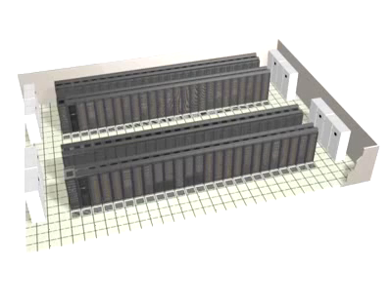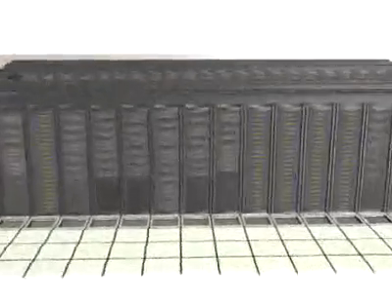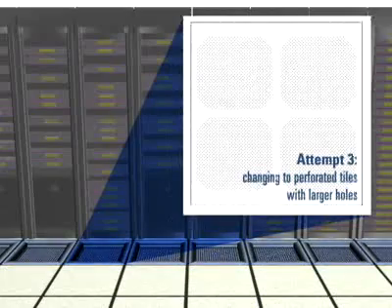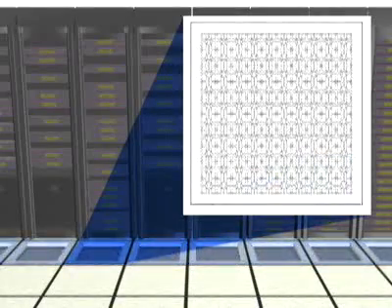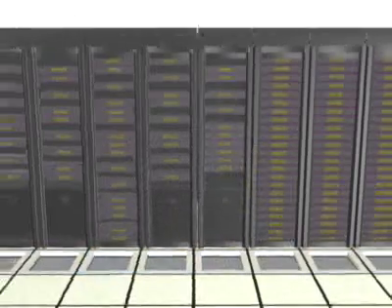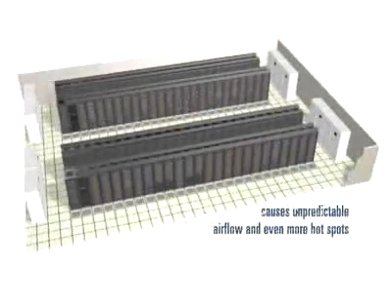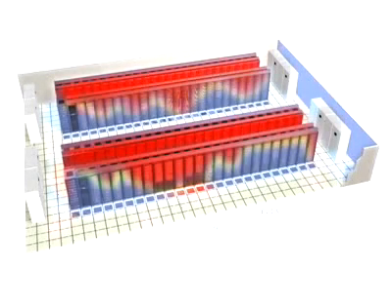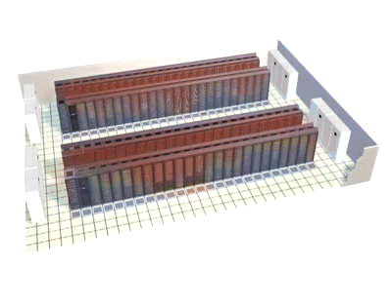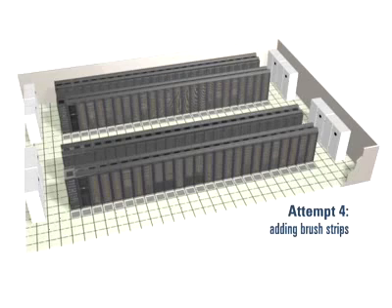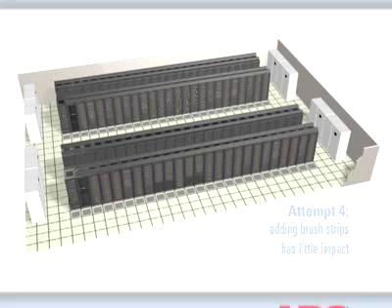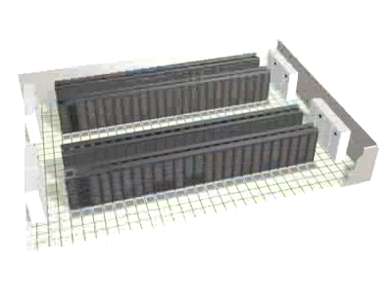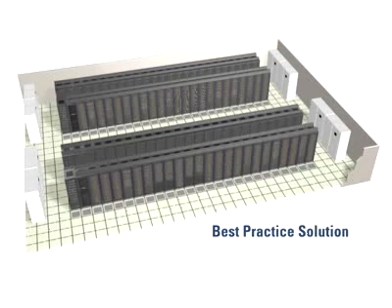The data center manager tries to deal with the problem by replacing the tiles. To make perforated holes larger, he changes out some of the standard floor tiles with 56% free perforated tiles. This causes a drop in air pressure and non-uniform airflow that, in turn, creates unpredictable airflow patterns. Even more hotspots form due to the reduction of airflow in some areas. The data center manager tries plugging up cable access holes with brush strips. Unfortunately, this only has a slight impact on the problem. It is now 2 years after the initial data center installation. The data center manager begins to implement, in stages, a best practice solution.